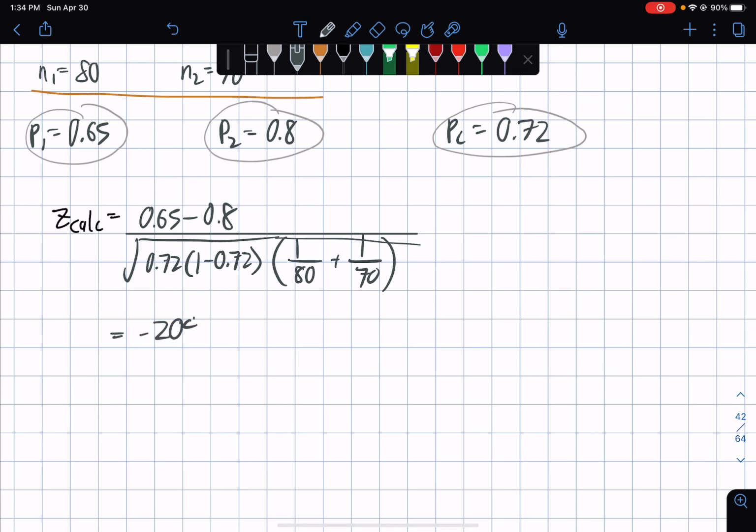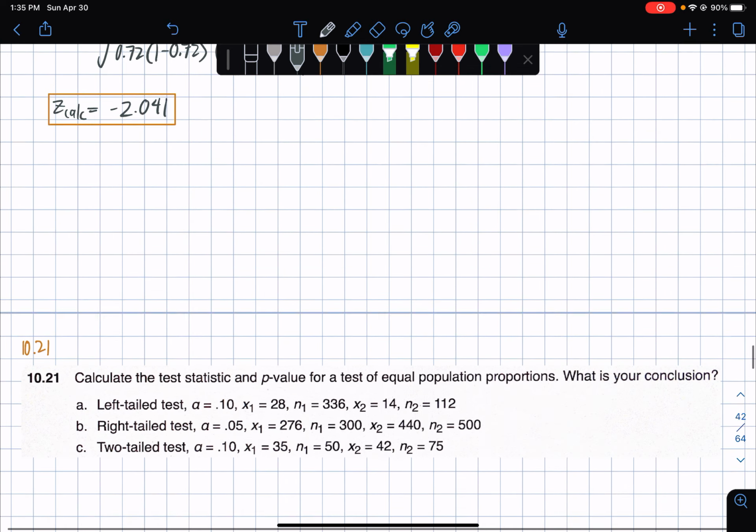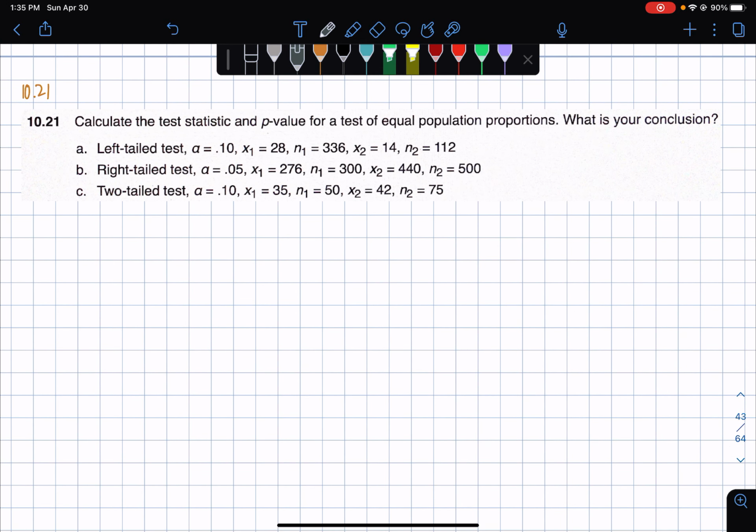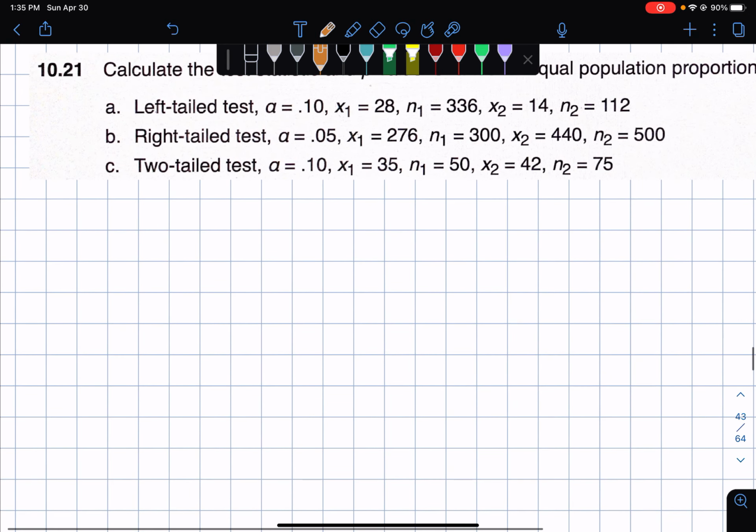We have negative 2.041. Okay, let's move to 10.21. Calculate the statistic and p-value for a test of equal population proportions. Okay, I'll just copy the important details. Kindly skip this part to move on to the actual computation. I'll just list them down.